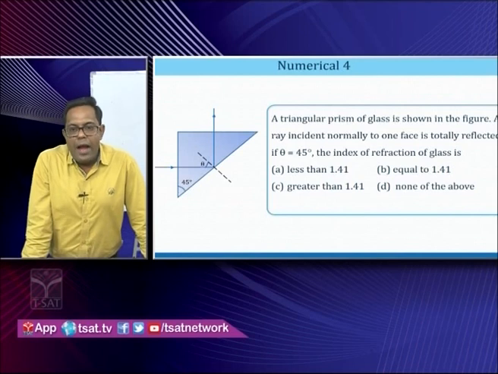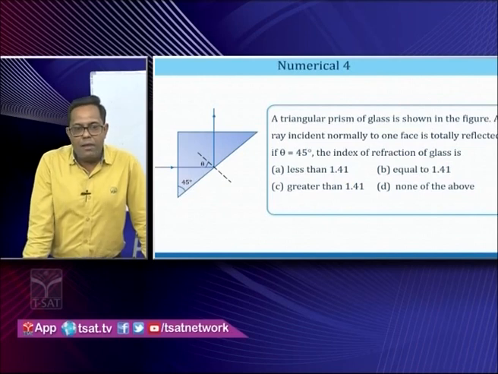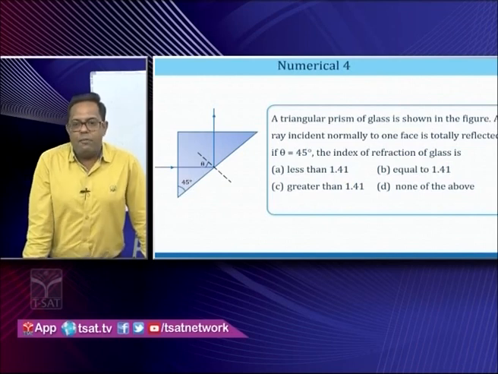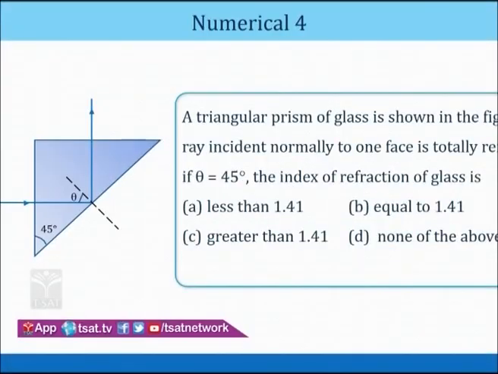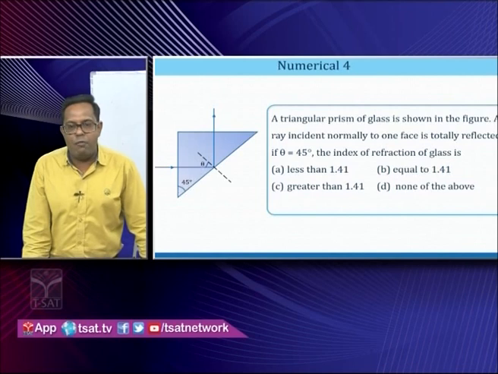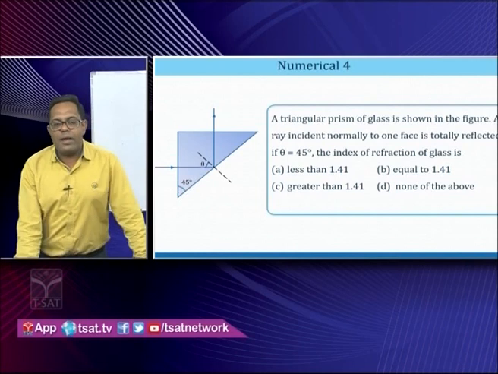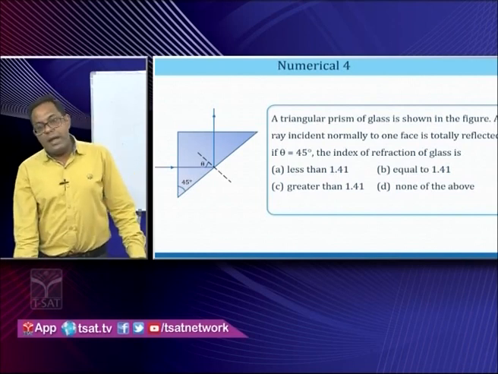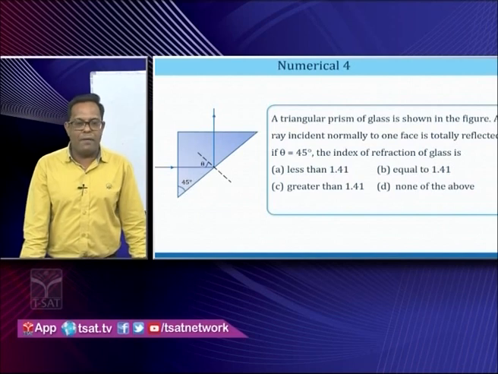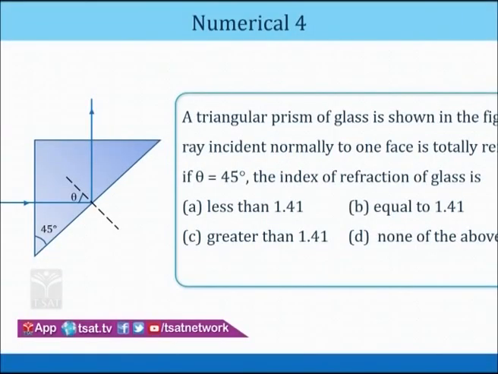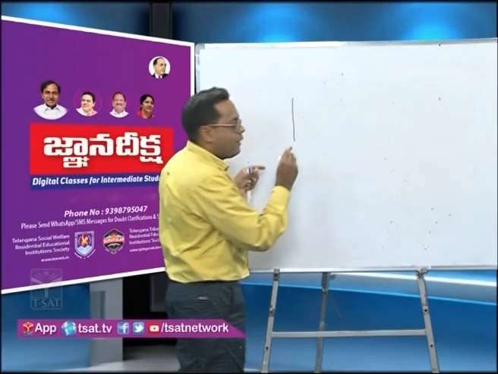It is now totally internally reflected if theta is equal to 45 degree. What is the refractive index of the glass? Even if they have not given it, you should be able to calculate it, and we will see how right now. The question is very simple: what is the refractive index of the glass for TIR, total internal reflection, to occur? For example, let us go for this one right now. We have a right angle prism, something like this.